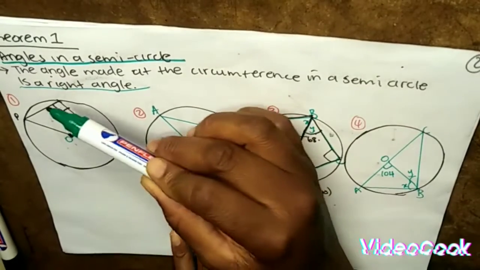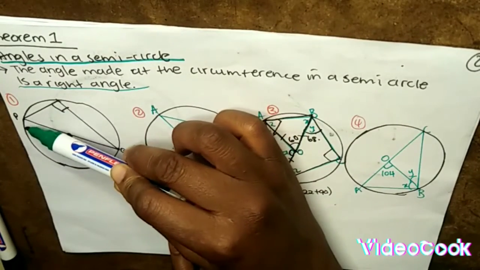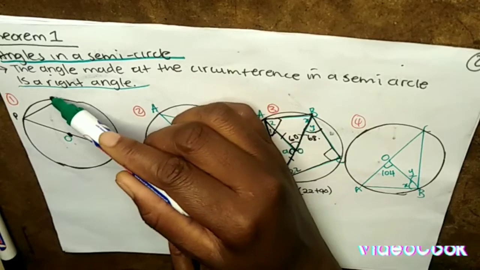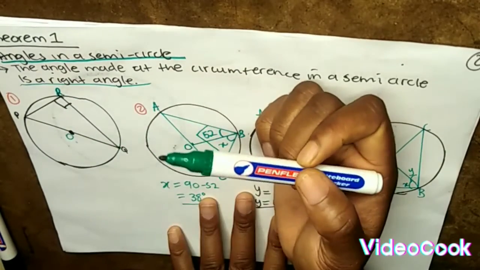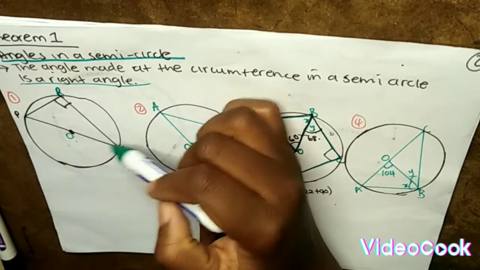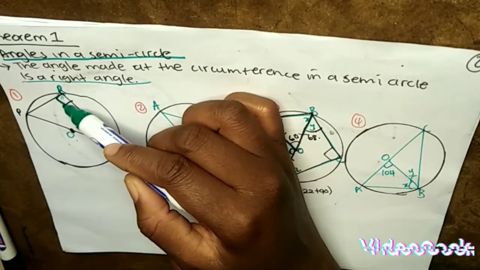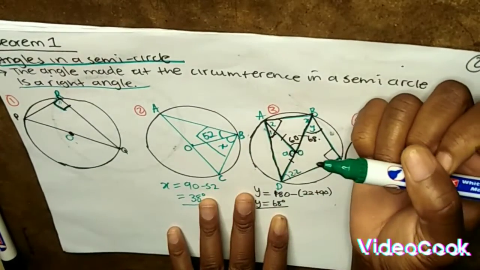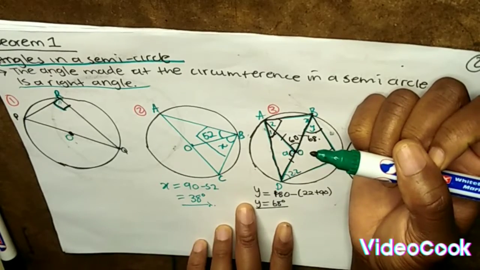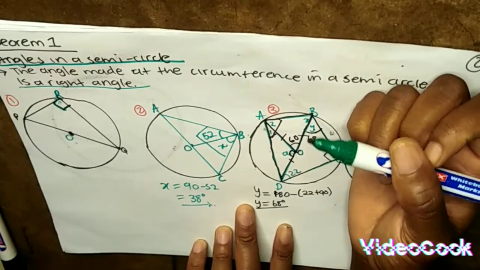Okay, so now we are having PQ, that was supposed to be R. So now our PQ is the diameter. So at the circumference there, it's forming an angle of 90 degrees there. That's very important for you guys to note.